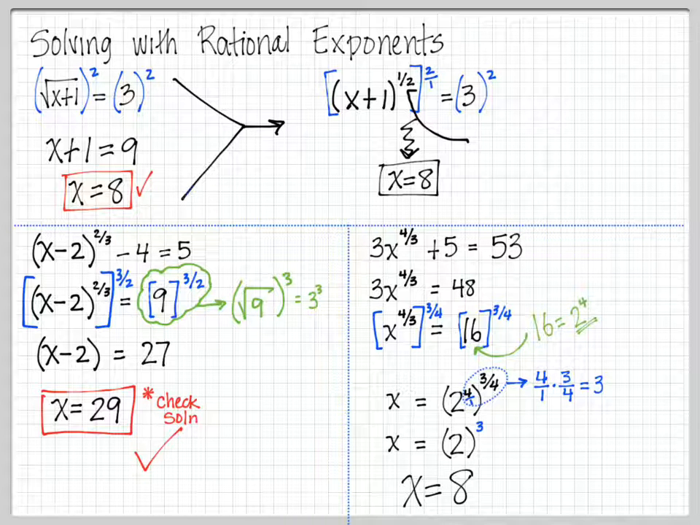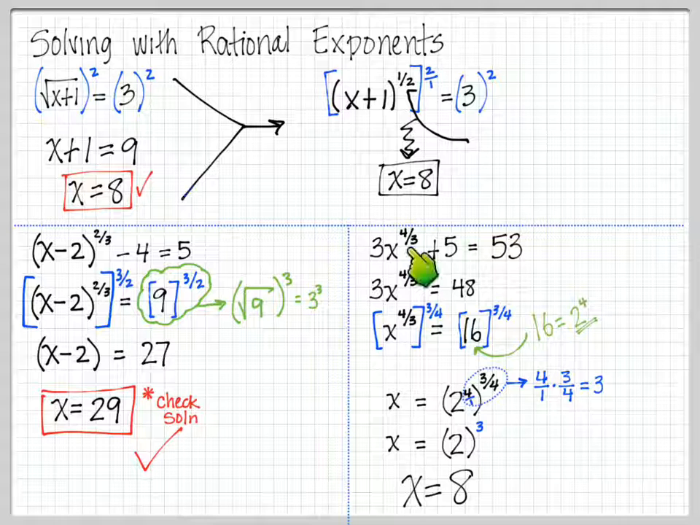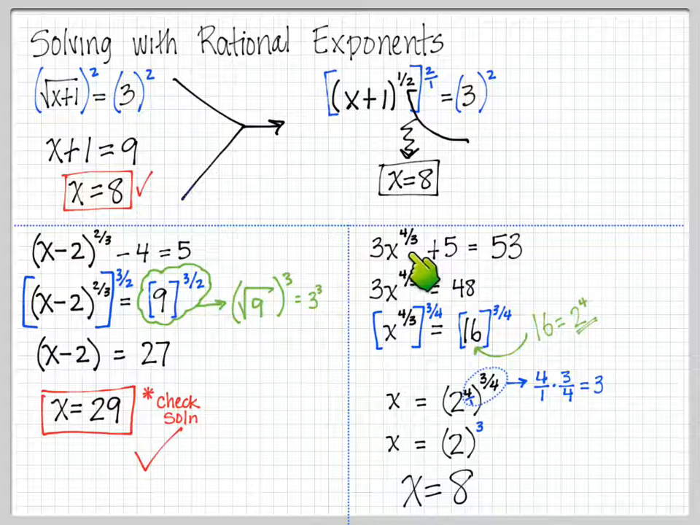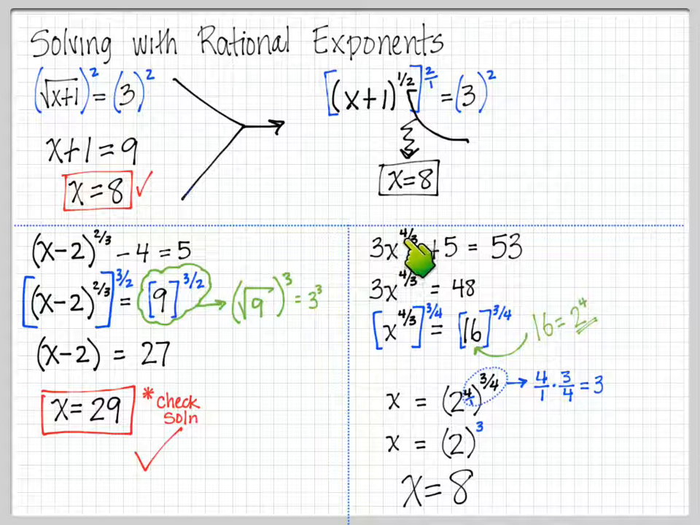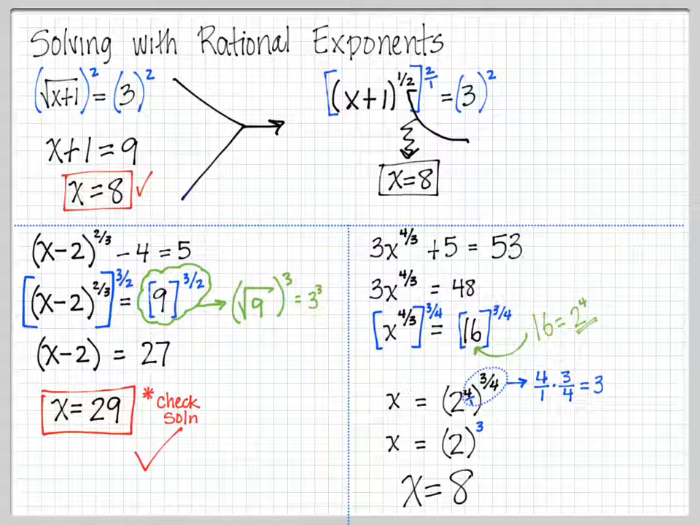Check my solution. Go back and make sure that plugging in an 8 here does work, and it does, because we would take the cube root of 8, which is 2. 2 to the 4th is 16. 16 times 3 plus 5 is, in fact, 53. And so we've checked it. So this is solving with rational exponents.